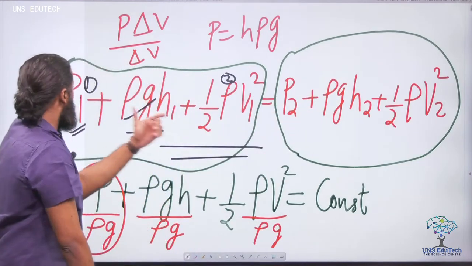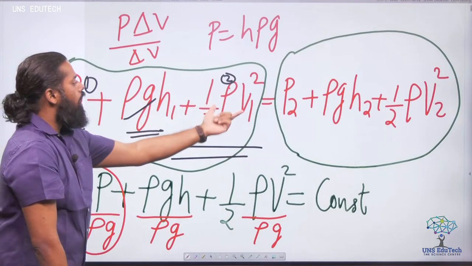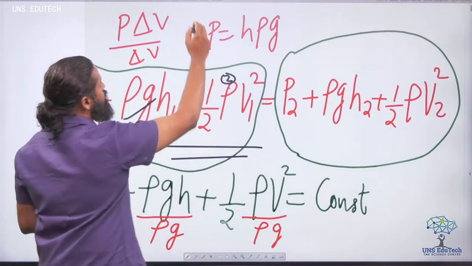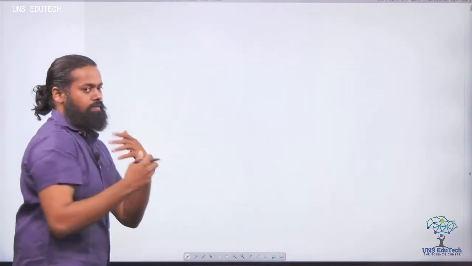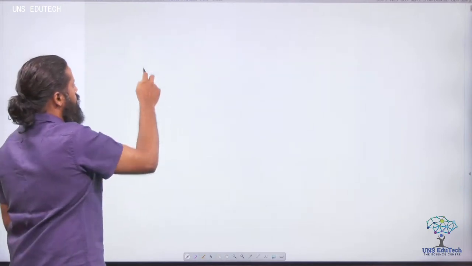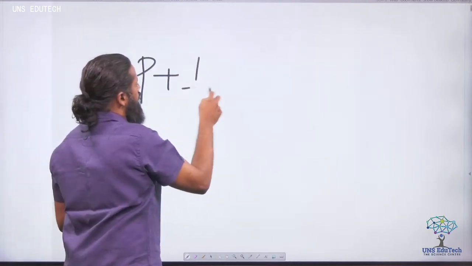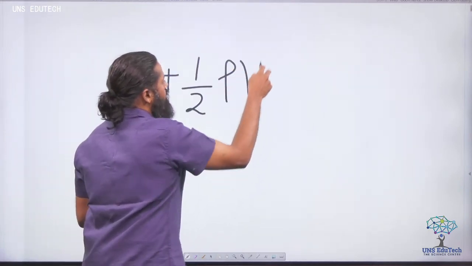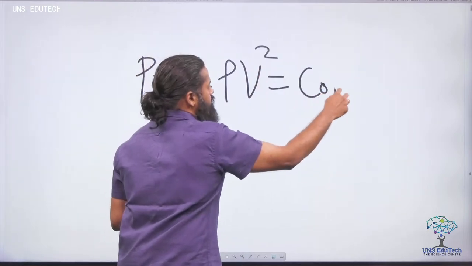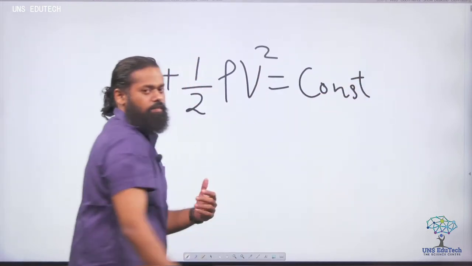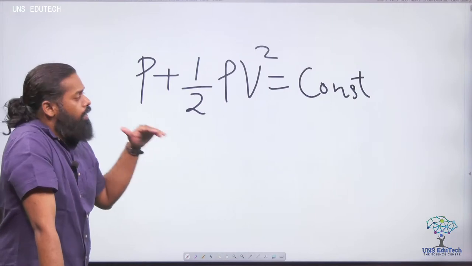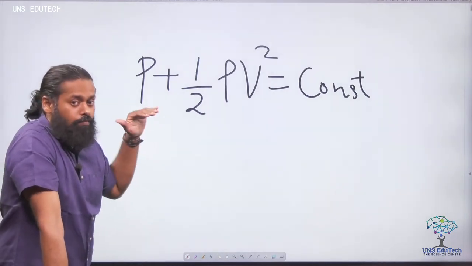Now P and half rho v square remain, and these quantities will be constant. So P plus half rho v square is constant. At least keep in mind that this is the final form of Bernoulli's theorem applied to a horizontal tube, or horizontal flow of fluid.